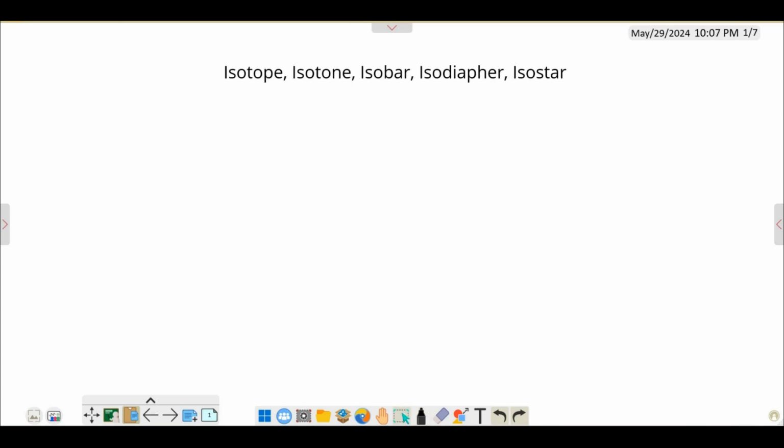So first, we will try to learn about isotopes. So what are basically isotopes? There can be different atoms of the same element in which the number of protons can be same but the number of neutrons can be different. So those can be called isotopes. Now if the number of protons is same, then the atomic number will be same, and if the number of neutrons is different, then the mass number will be different.